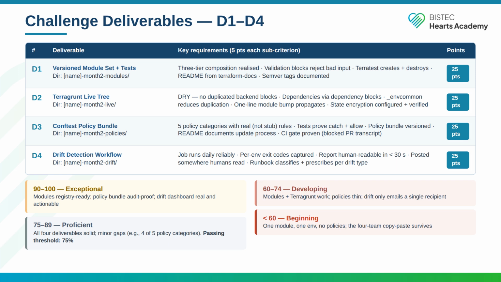Deliverable 4 is the drift detection workflow, a daily job that runs reliably. Per environment exit codes captured correctly, an aggregated report that is human readable in under 30 seconds. Posted somewhere the team actually reads. And a runbook that classifies drift types and prescribes specific remediation steps for each.